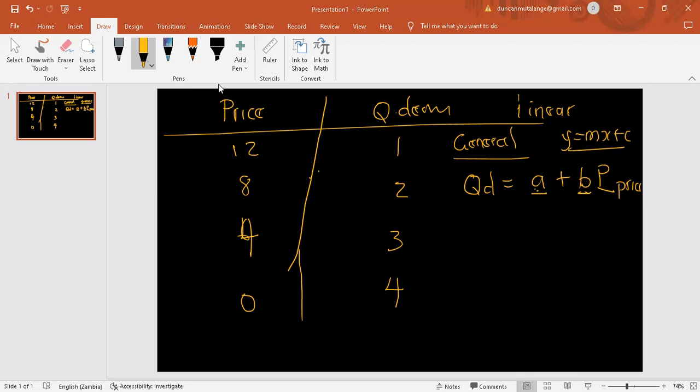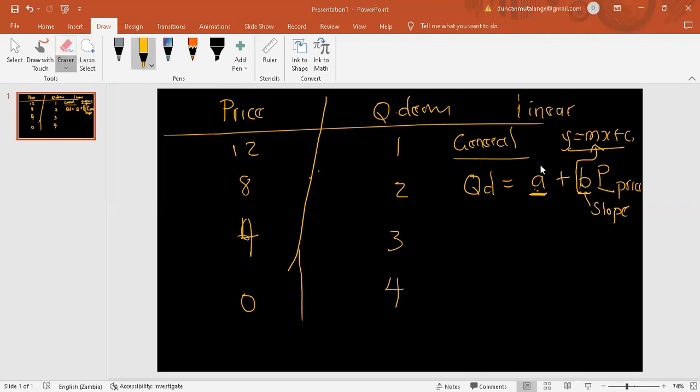So I want you to write down these steps. The first step is you need to find the B. Your B here, compared to the general function from grade 12, is your gradient. So your B is the slope. Then this c, which is the constant, is this A right here. So let us go ahead now and compute that.